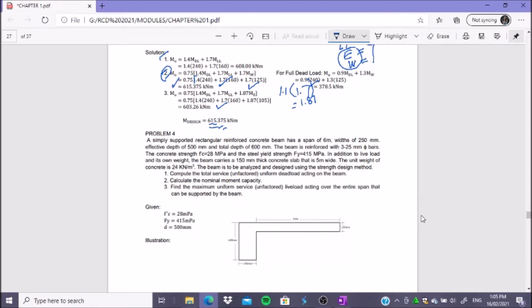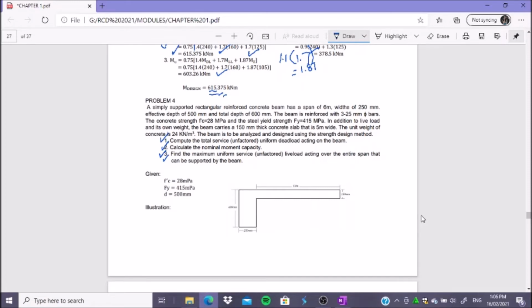Okay, so number 1, compute the total service or unfactored uniform dead load acting on the beam, calculate the nominal moment capacity, and find the maximum uniform service or unfactored live load acting over the entire span that can be supported by the beam. Okay, ngayon yung illustration natin dito. So this is 600 by 250. And ito yung slab rib. Ito yan yung part nito. Okay, let's assume na nasa right side siya.